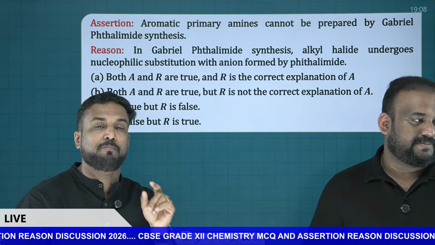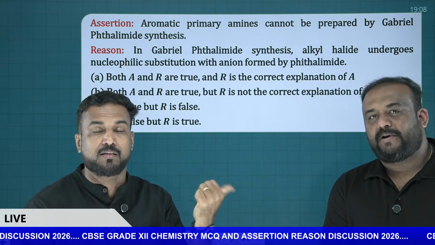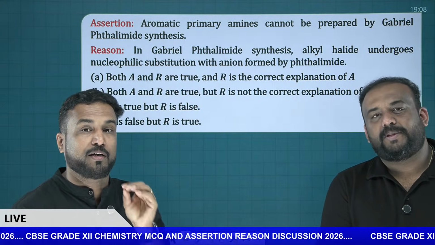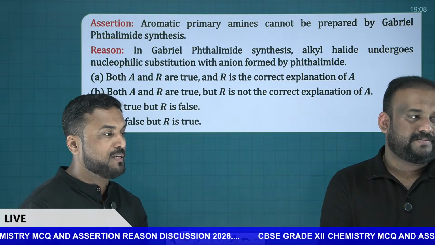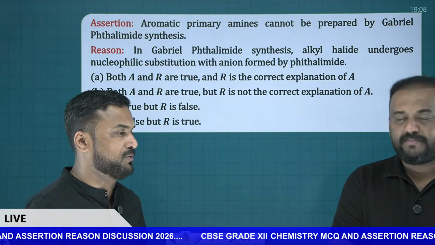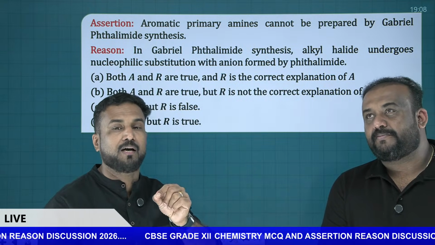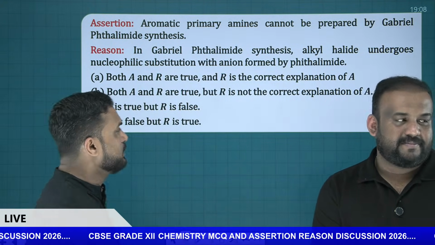Why do they not give aromatic primary amine? Because aryl halide cannot participate in nucleophilic substitution reaction, because in Gabriel phthalimide synthesis the second step is a nucleophilic substitution. In that step, aryl halides or haloarenes cannot participate. So we will go for B.